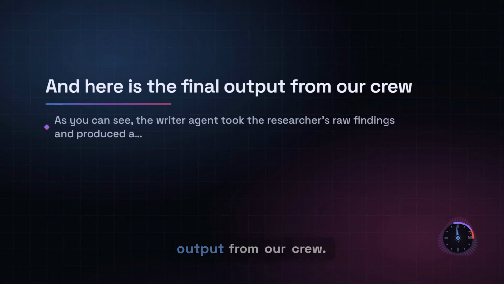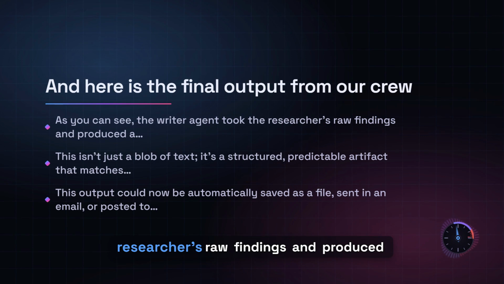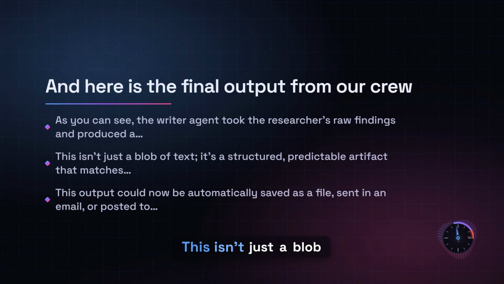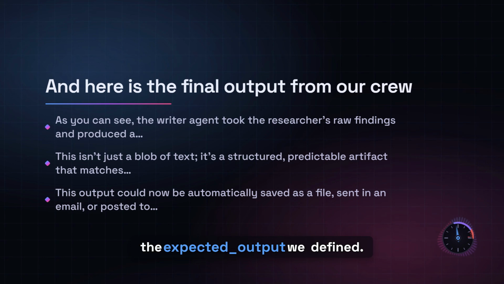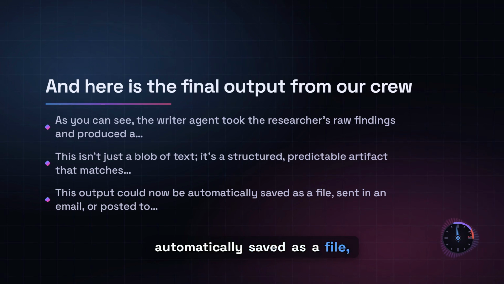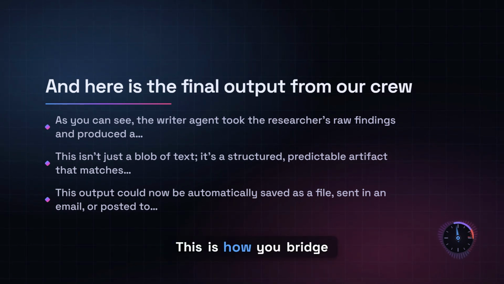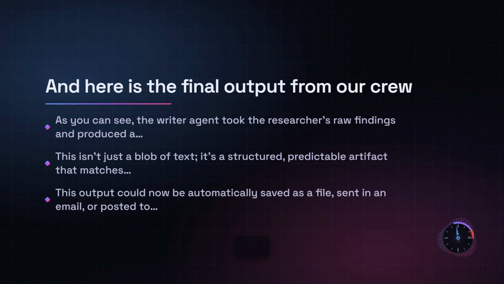And here's the final output from our crew. As you can see, the writer agent took the researcher's raw findings and produced a clean, markdown formatted report. This isn't just a blob of text. It's a structured, predictable artifact that matches the expected_output we defined. This output could now be automatically saved as a file, sent in an email, or posted to a CMS via an API. This is how you bridge AI capabilities with real-world business automation.